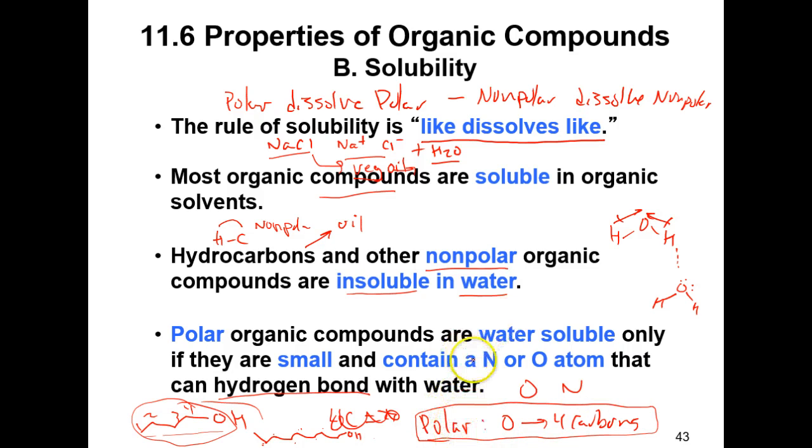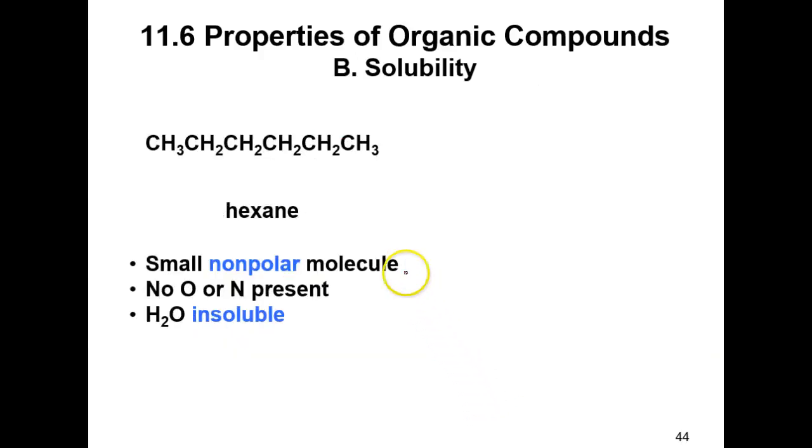Just because I have an OH on my molecule doesn't mean it's polar. You also have to have a certain amount of carbons, and that's for every OH. We're going to see a few examples.